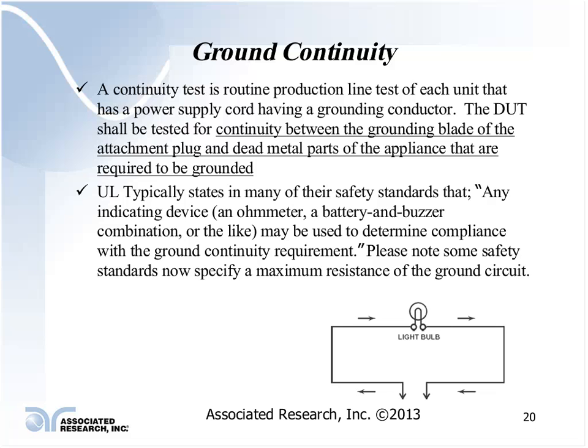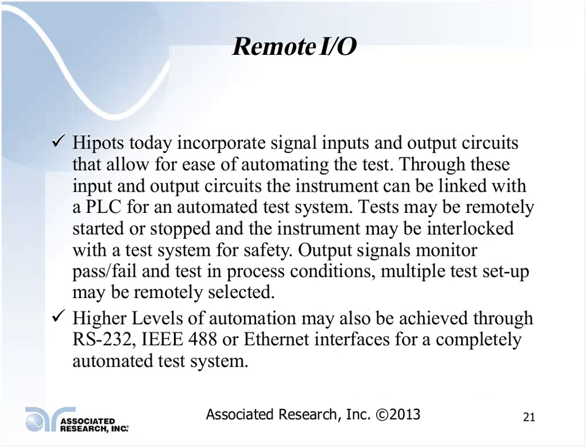Some of our testers now have an adjustable continuity function where you can set it all the way down to 0.1 ohms, or even increase that circuit. So the continuity function is important. Again, if you are testing a product that is terminated in a 3-prong plug.